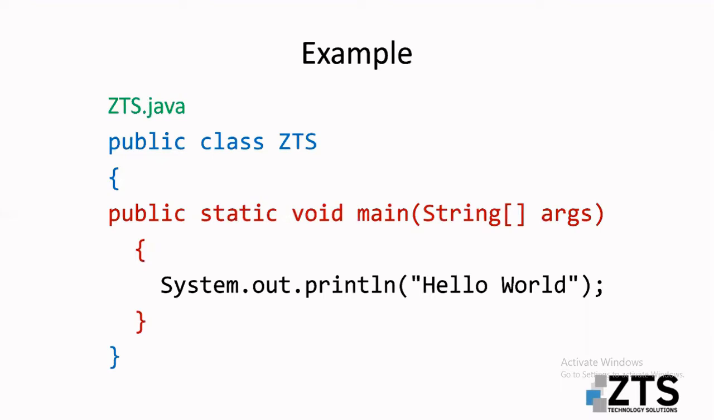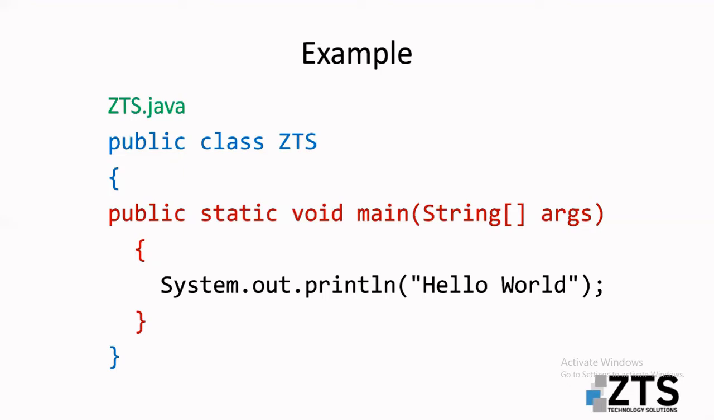Now, we see an example. Here you see zts.java. ZTS is basically a file name. .java is an extension of Java. It is a file extension.